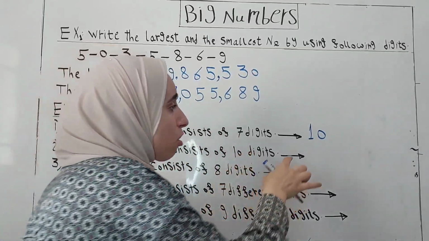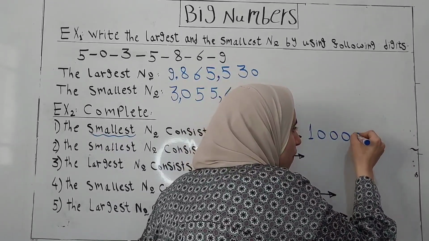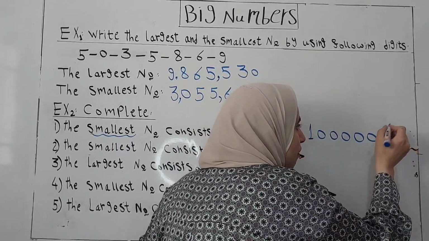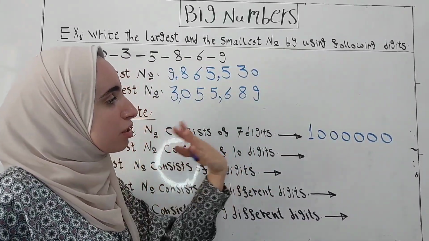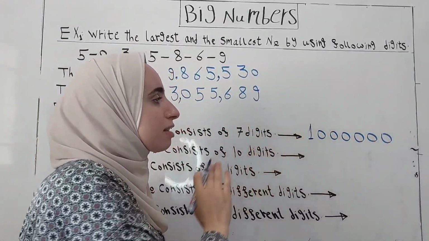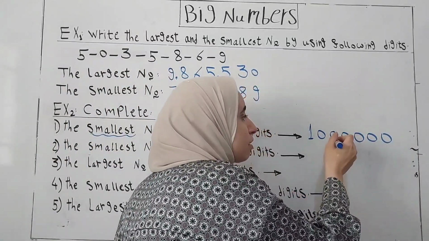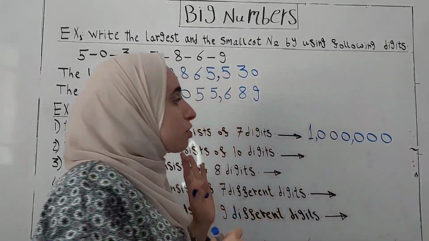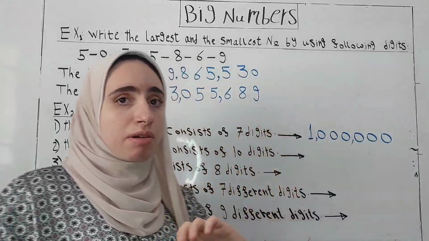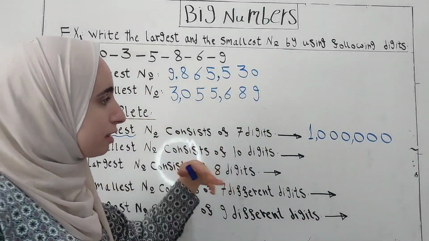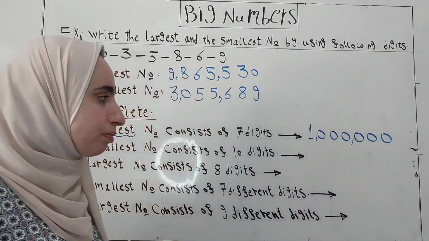Let's count with me. 1, 2, 3, 4, 5, 6, 7. Finally, we use commas to separate each 3-digit period from the right, going to the left. Let's count with me. 1, 2, 3, comma. 1, 2, 3, comma. So 1 million is the smallest number consisting of 7 digits, because a million has 6 zeros.